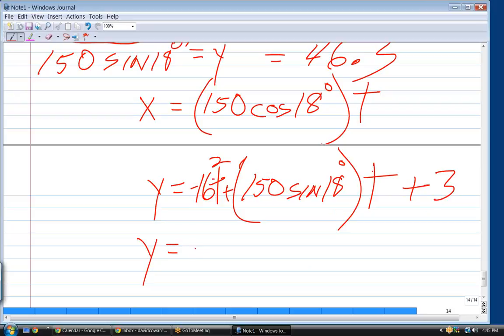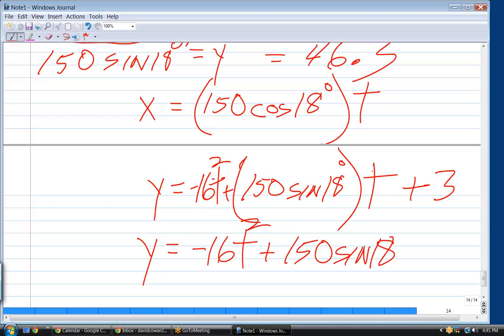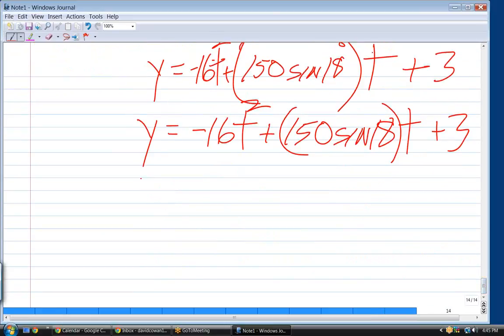So y is a significantly different parametric equation that depends on its vertical component, all times t, and I'm adding 3 because we started 3 feet off the ground. You can certainly see that when t is 0, this would go to 0, that would go to 0. We need to be 3 feet off the ground. We are, by adding the starting height. And this is kind of the standard parametric equation for vertical motion.